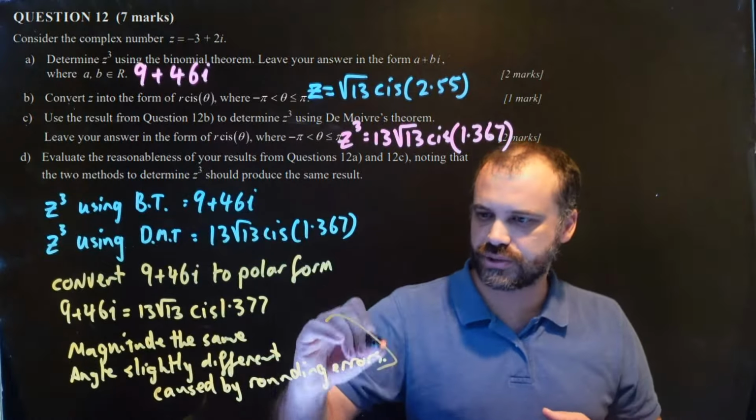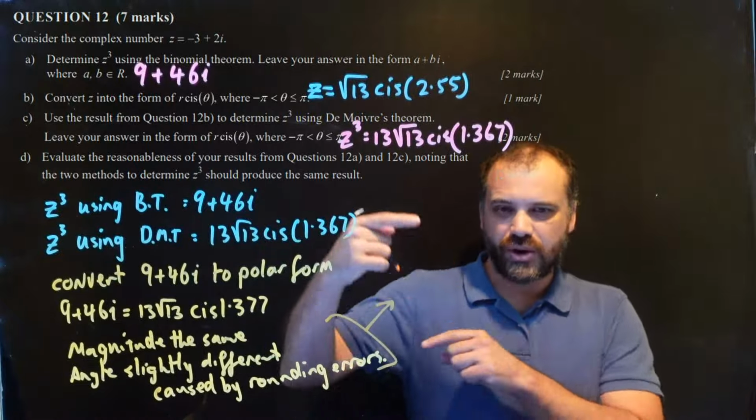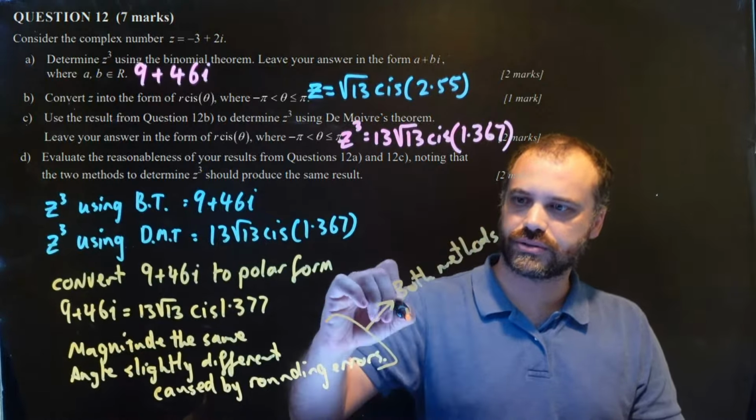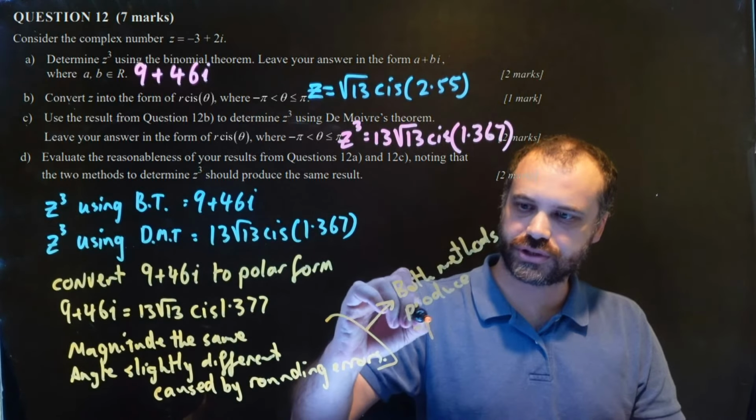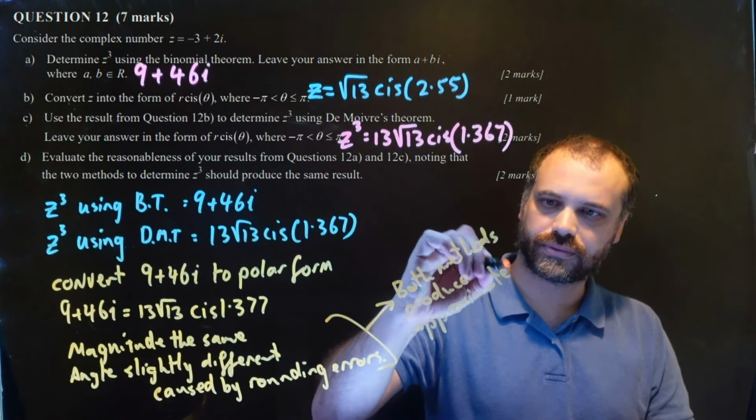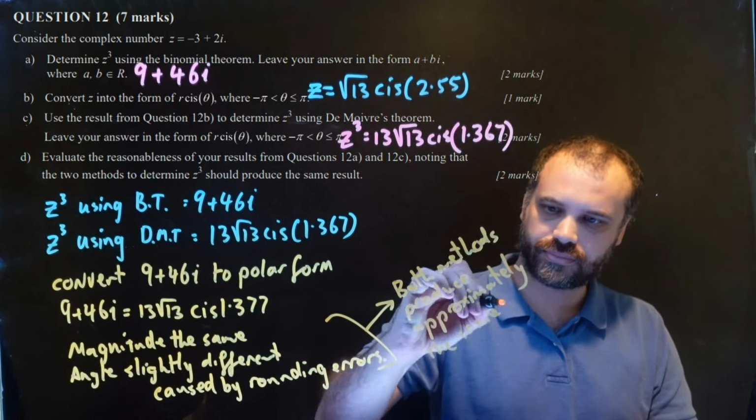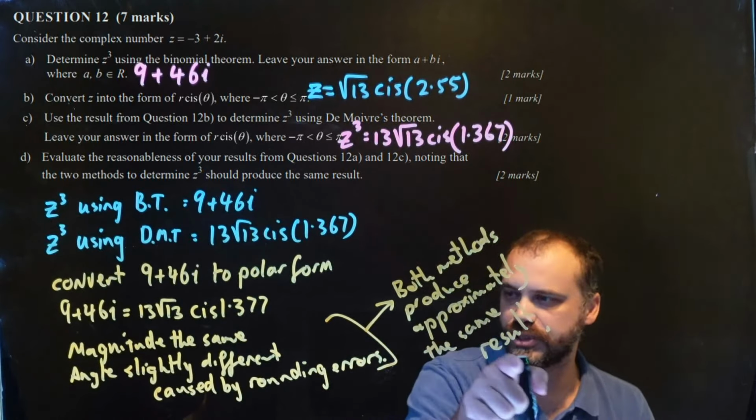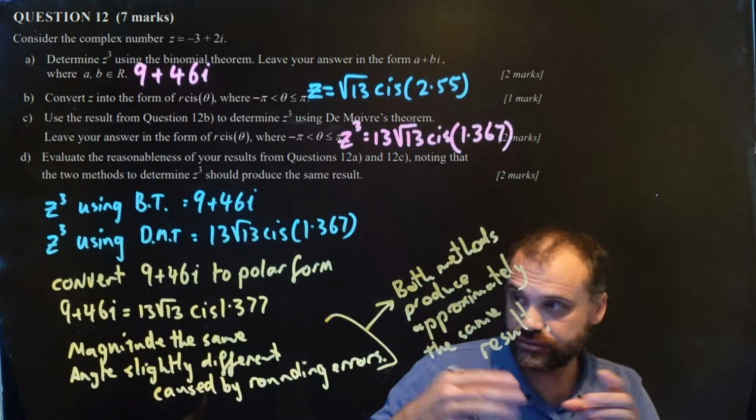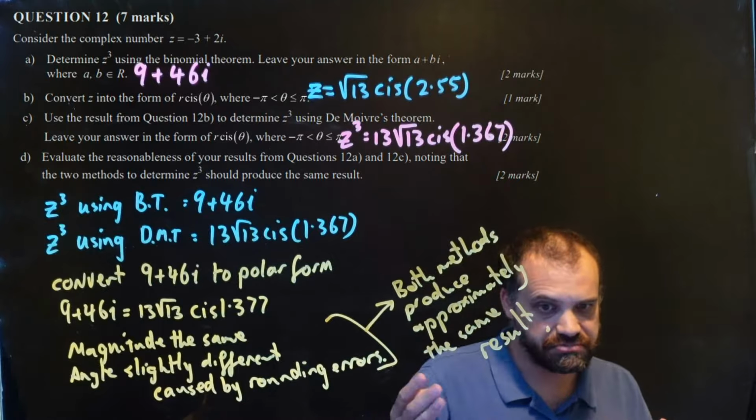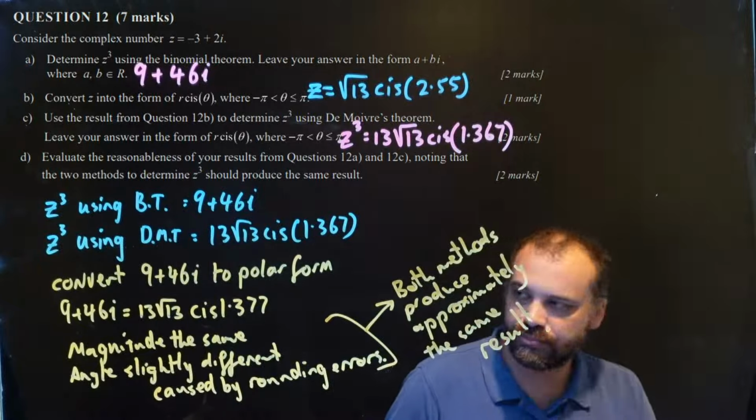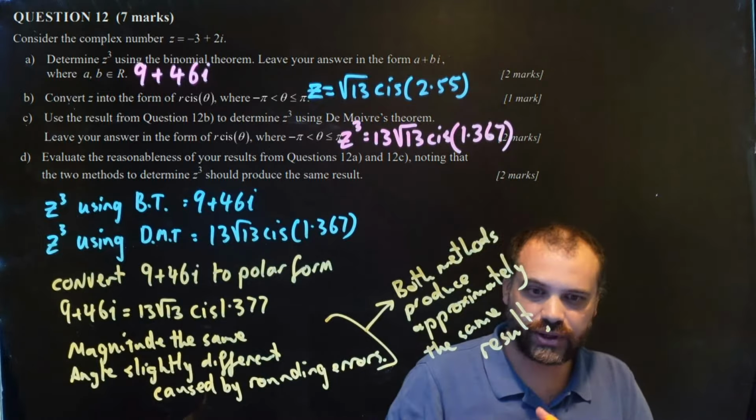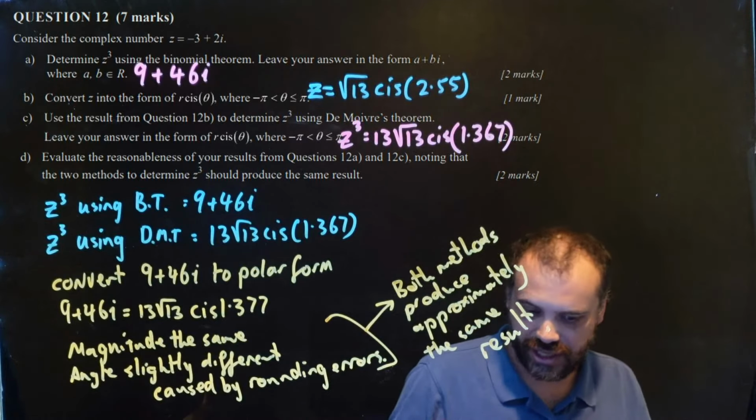Now, all of this, we probably need to come to some kind of decision about the reasonableness. We should say that both methods produce approximately the same result. And we can say something like, both methods produce approximately the same result, small variation caused by rounding errors. Something like that. But the main point is that we're supposed to compare our two solutions and come to some conclusion about whether they're both about the same or not.